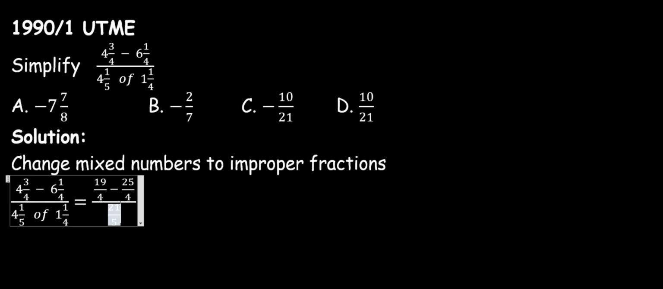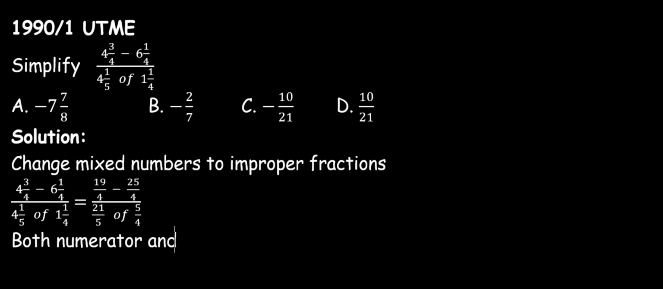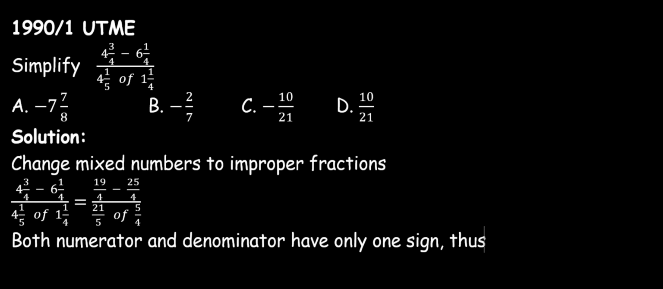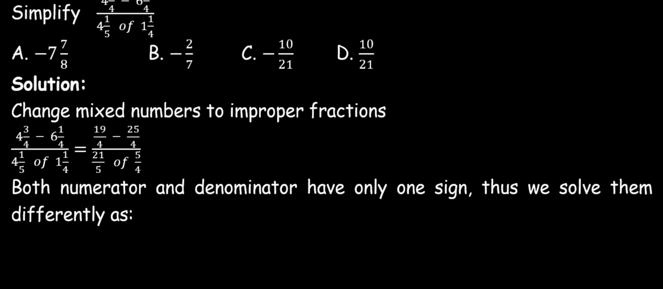21 over 5 of 5 over 4. Both numerator and denominator have only one sign. Thus, we solve them differently. At the numerator you have 19 minus 25 over 4. Thus, we look for the LCM of both 4 and 4, which is 4. Then 4 divided by 4 is 1.